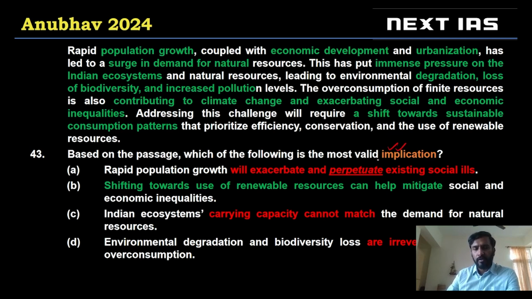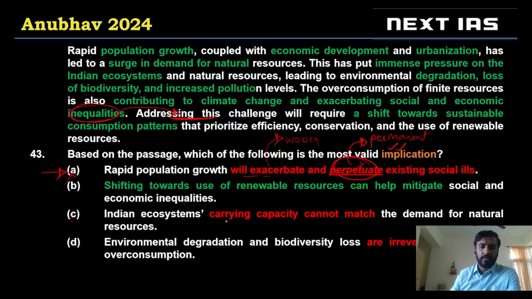Most valid implication, we are looking to draw a conclusion or an inference from the passage. Option A, rapid population growth will worsen, exacerbate means will worsen and perpetuate existing social ills. So perpetuate would mean it will become permanent. So this is wrong, permanent we can't say, because the author is saying we can address this problem. This problem of social inequalities, we can rectify in the future. So perpetuate is incorrect. We can't accept perpetuate.